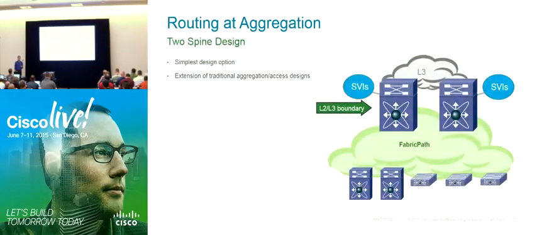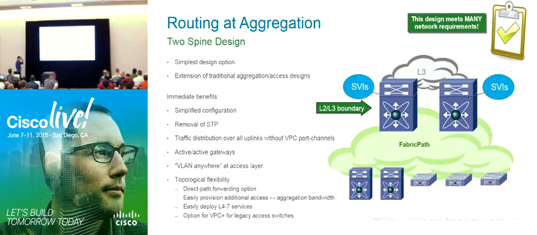So 2 spine design, really, and here are the immediate benefits that we get. One of them actually is this guy, removal of STP. This alone got a lot of customers migrating to FabricPath because they were just tired of spanning tree, and they migrated to FabricPath. Now, we also give active-active gateways and VLAN anywhere.